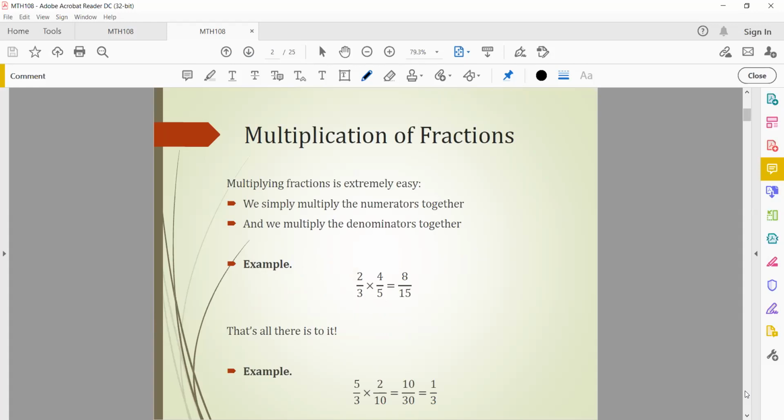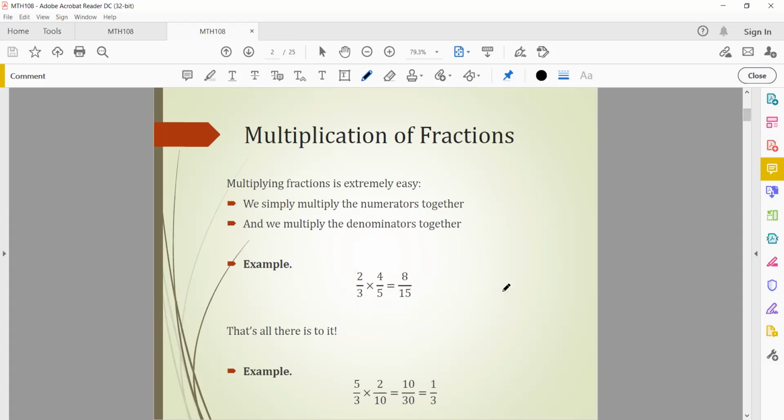Here's the general method. You multiply your top numbers together. That'll give you your top number. You multiply your bottom numbers together. That'll give you your bottom number. And that's all you have to do. And that's fraction multiplication. Not too bad.